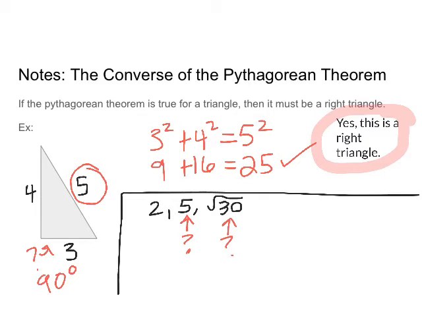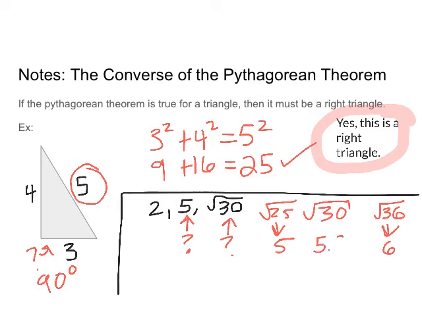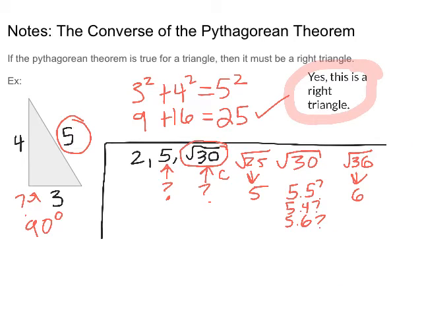Well, square root of 30 is going to be somewhere between the square root of 25, which is 5, and the square root of 36, aka 6. So square root of 30 is going to be somewhere in between 5 and 6, like maybe 5.5, 5.4, 5.6. Doesn't really matter because it's definitely bigger than 5. So that means that root 30 would be our C value because it is the longest. So now let's set up our equation. So 2 squared plus 5 squared equals root 30 squared.